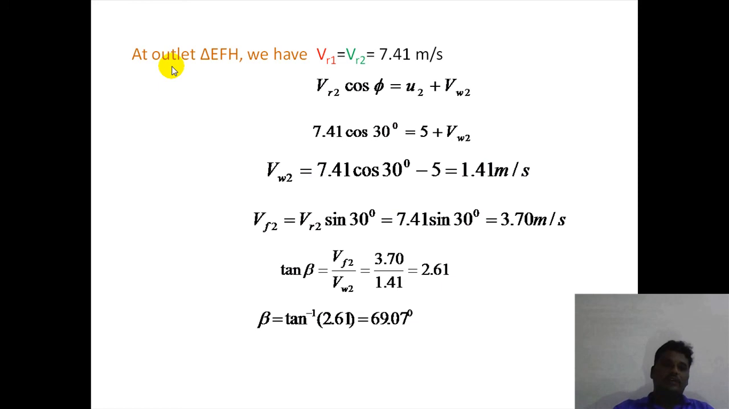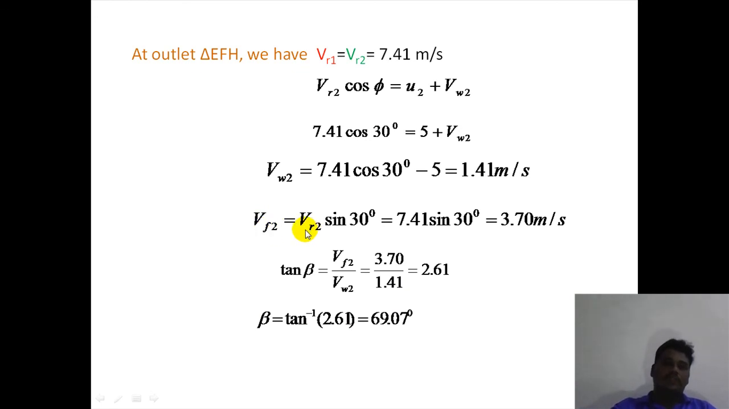Now, from the outlet triangle EFH, VR1 and VR2 both remain the same. According to the impact of a jet, the relative velocity remains the same. Now VR2 cos phi is equal to U2 plus VW2. Cos phi from the outlet triangle is equal to U2 plus VW2 divided by VR2. Now VR2 is 7.41, cos 30, phi is 30, U2 is 5. From that, VW2 is equal to 7.41 cos 30 minus 5. We get the value 1.41.